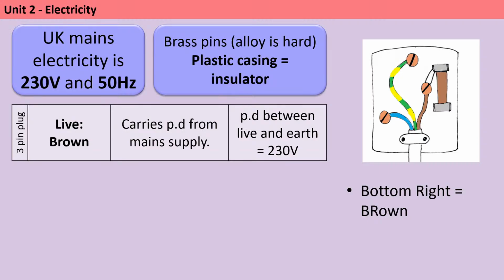The live wire is the brown wire, and you can remember that it goes on the bottom right because bottom right is BR and so is brown. The live wire carries the alternating potential difference from the main supply.